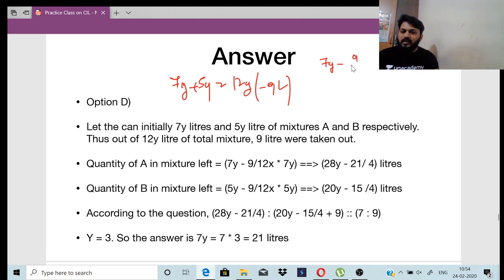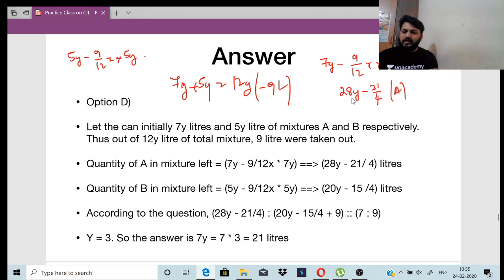7y minus 9 by 12y into 7y, so it is 28y minus 21 by 4. This is A. Now 5y, also in the same way: 5y minus 9 by 12y into 5y.